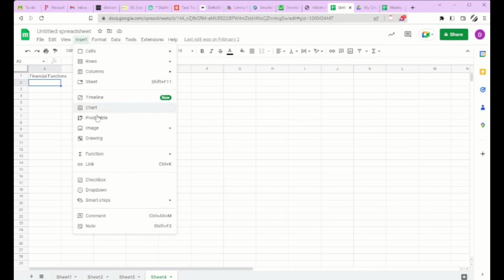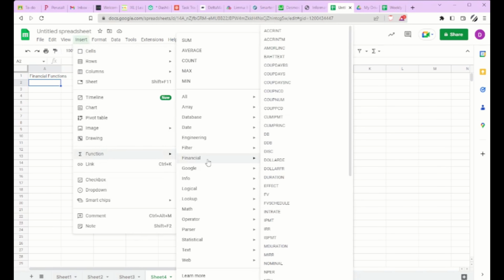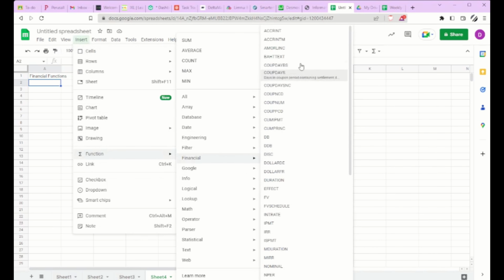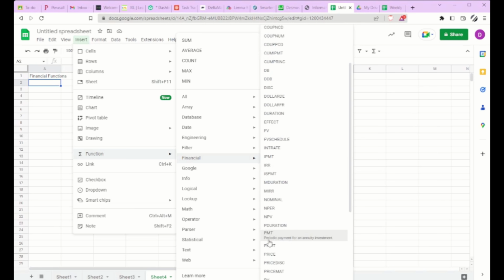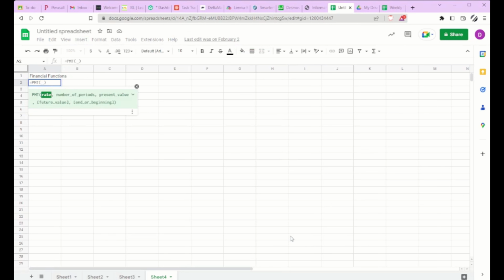So let's say we want to insert a function. It'll be in the financial category. We can look at accrued interest at the time of maturity. The specific payment function that they had is the PMT, periodic payment for an annuity investment. We can pick any of these here. This will ask us for our rate.